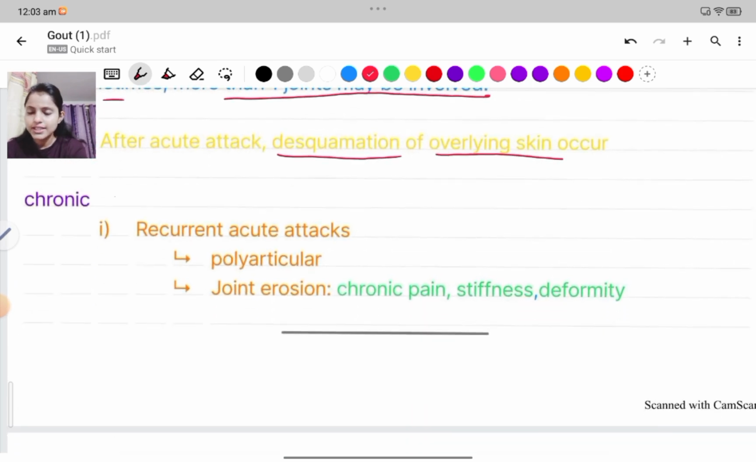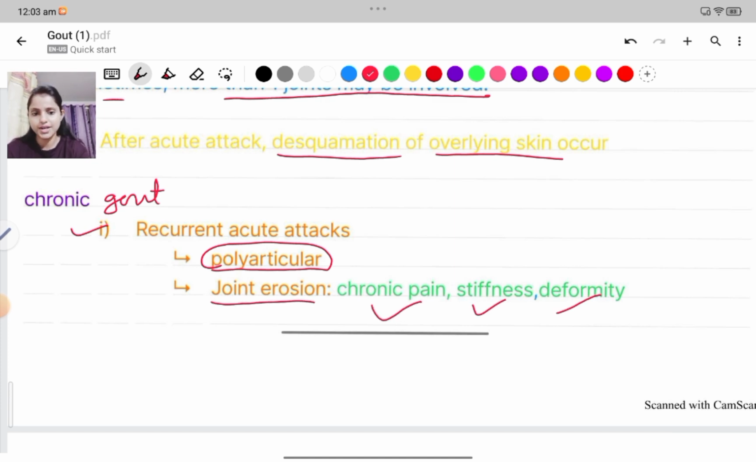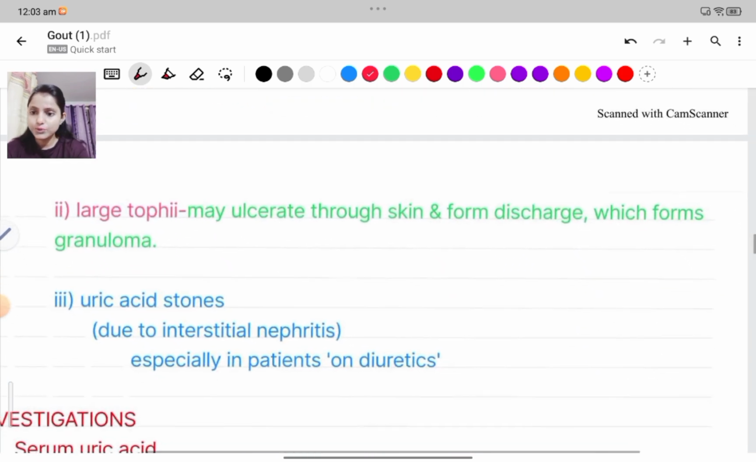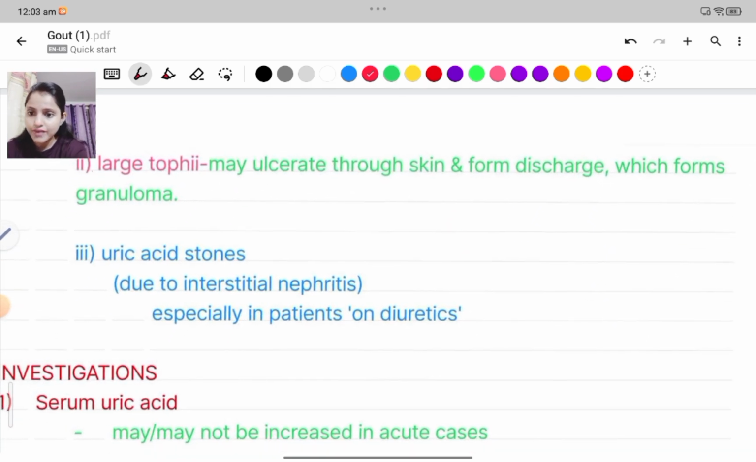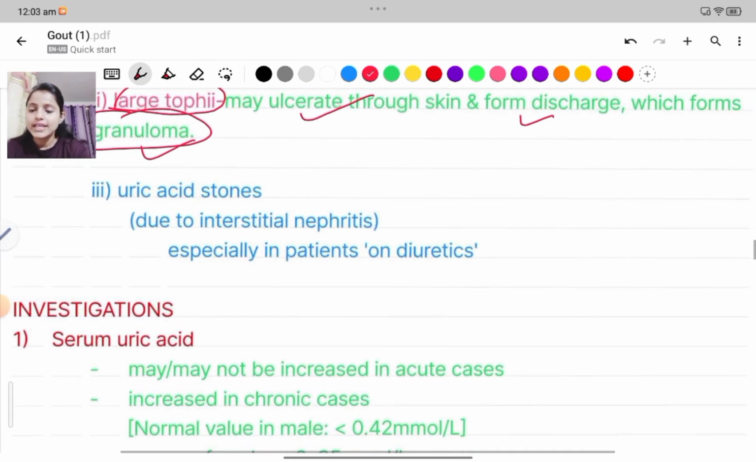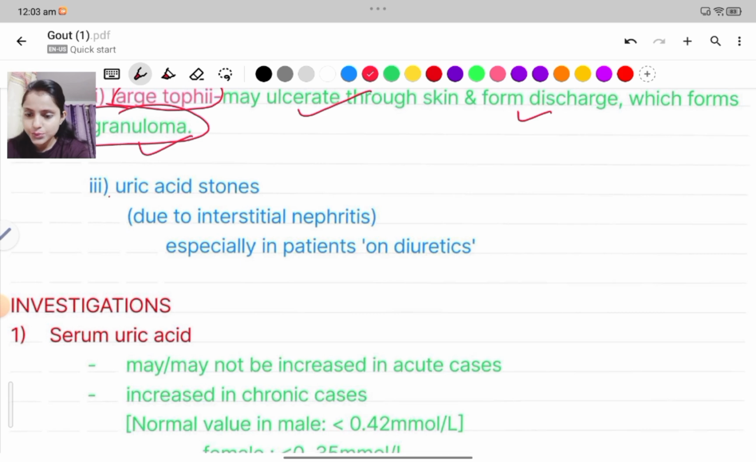In chronic gout, there are recurrent acute attacks with polyarticular involvement. Due to recurrent acute attacks, there is joint erosion, which causes chronic pain, stiffness, and deformity of the joint. There is formation of large tophi, which may ulcerate through the skin, form a discharge, and help in the formation of granuloma. In chronic gout, the patient may present with uric acid stones and interstitial nephritis, especially in patients taking diuretics.